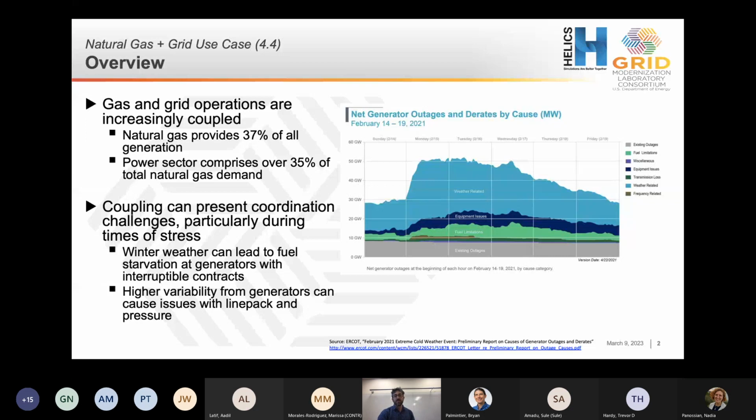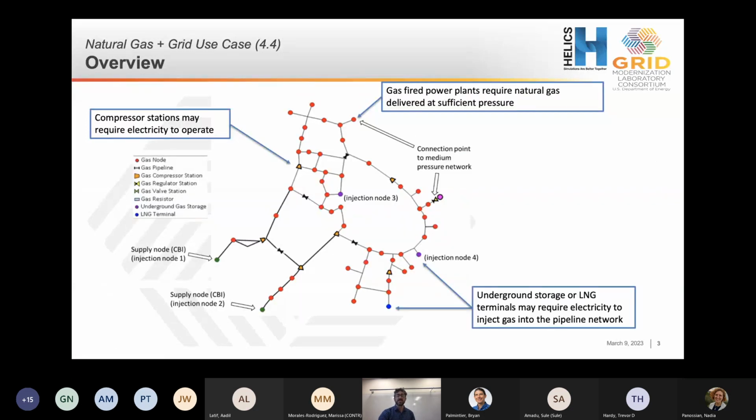So where are the coupling points? There are a bunch of places that these two systems interact. The obvious one is that gas-fired power plants require natural gas to operate, but another component there is they require it at a sufficient pressure, and so they need gas delivered at high enough pressures to operate, and so that requires the gas network to be able to supply that gas.